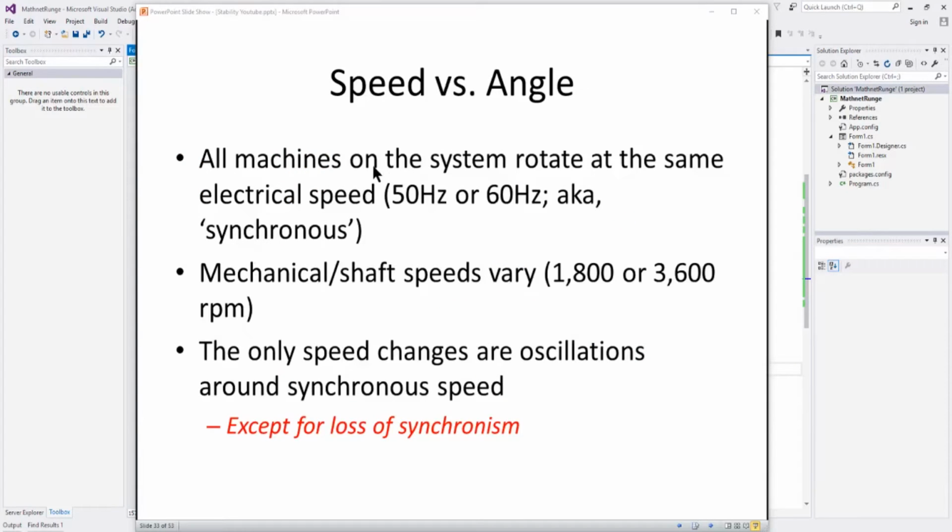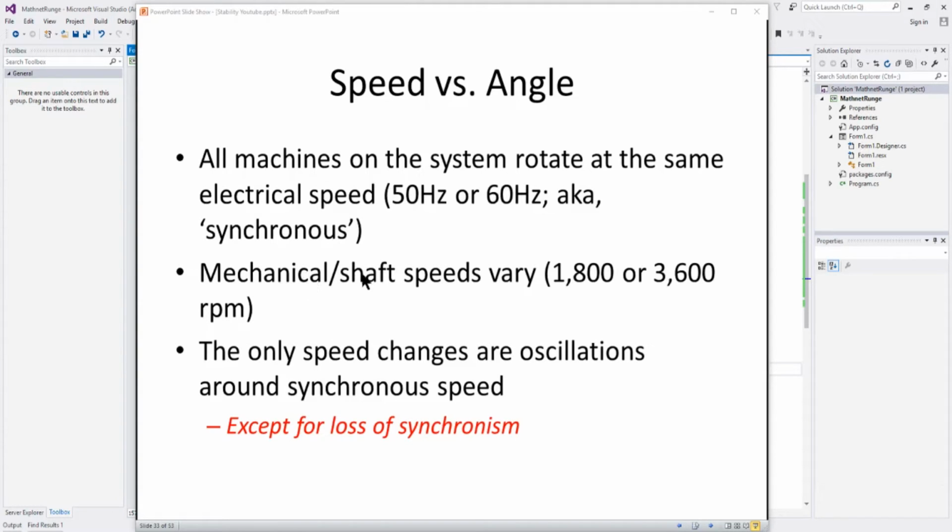Now, up to this point, we've been talking about speed versus time related to the electrical power out of the machine. We also need to talk about the angle. Now, all machines on the system rotate at about the same electrical speed. In the US, that's generally 60 hertz. In Europe and other places, it's 50 hertz. And that's called synchronous speed. So all machines are basically producing in the US a 60 hertz sine wave, and they're all locked in together at the same electrical speed.